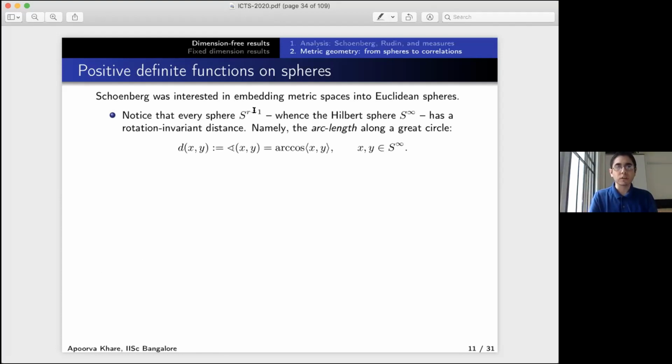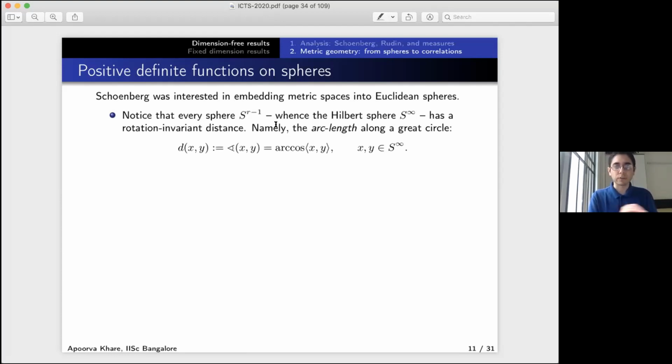So every sphere S^(n-1), and in particular, the Hilbert sphere. In R3, the sphere is x1 squared plus x2 squared plus x3 squared equals 1. In R4, it will be plus x4 squared equals 1, and so on. So you just take their union, and you get square summable sequences, right? The sum of xi squared is equal to 1, and that is the unit length vectors in L2. That's really what the Hilbert sphere is, except in Schoenberg's time, they called it the Hilbert sphere. So every sphere has a rotation invariant distance, and therefore, so does the Hilbert sphere.